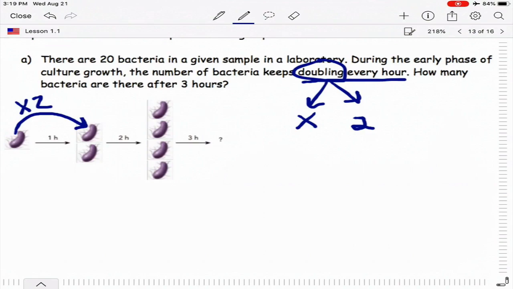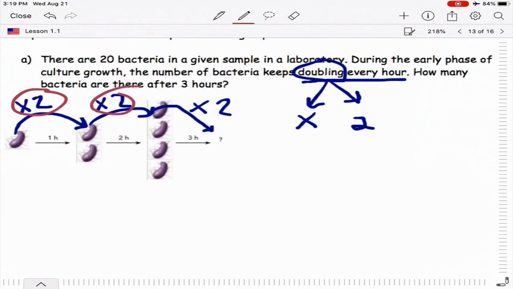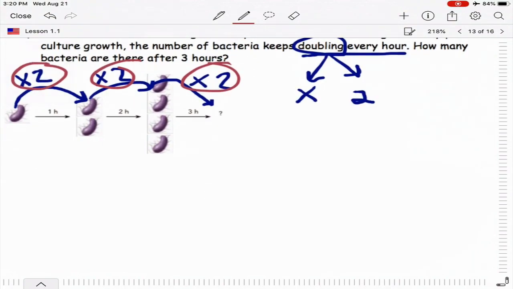In the second hour, we're also multiplying by 2 because we're doubling it again. And then in the third hour, we're going to draw an arrow right to that question mark, doubling one more time. So how many times did we double? 1, 2, 3. Once again, when you're multiplying the same number, you can write it as an exponent. So right now, doubling 3 times really means 2 to the 3rd power. Once again, 2 is the number that's repeating, and it's repeating 3 times.